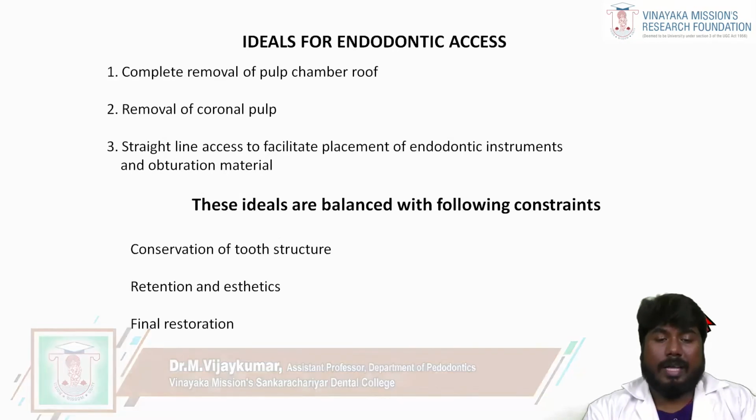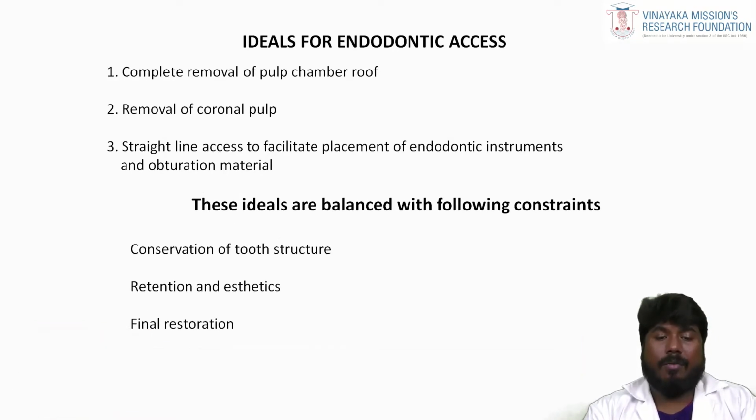The ideals for endodontic access are complete removal of the pulp chamber roof, removal of coronal pulp, straight line access to facilitate placement of endodontic instruments and obturating material. These ideals are balanced with the following constraints: conservation of tooth structure, retention and aesthetics, and final restoration.